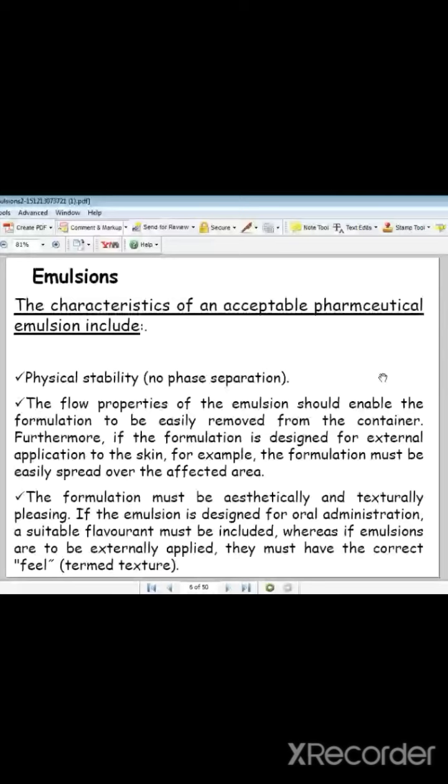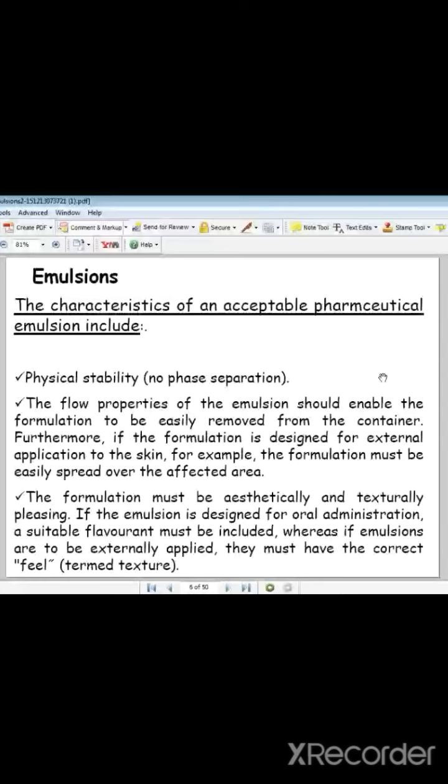Furthermore, if the formulation is designed for external application to the skin, the formulation must be easily spread over the affected area. If we apply the emulsion on the skin, it should spread. It does not stick at one place. The formulation must be aesthetically and texturally pleasing. Means the preparation should be good in appearance.